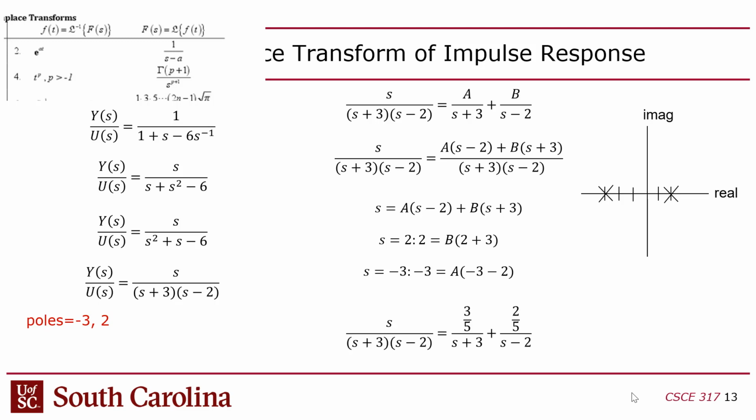Okay, so if you do that, you end up with A is 3/5 and B is 2/5. And so now you substitute those back into here, and now we have two terms, 3/5 over s plus 3 plus 2/5 over s minus 2. And you can then do the inverse Laplace transform on each of these two terms separately.